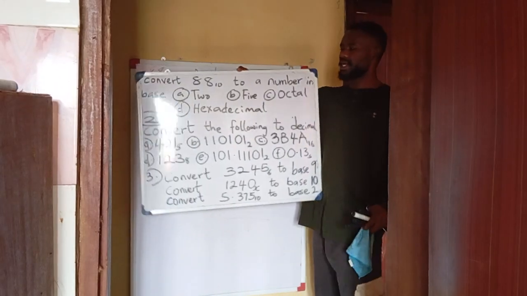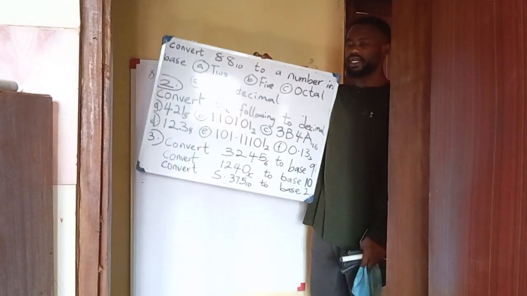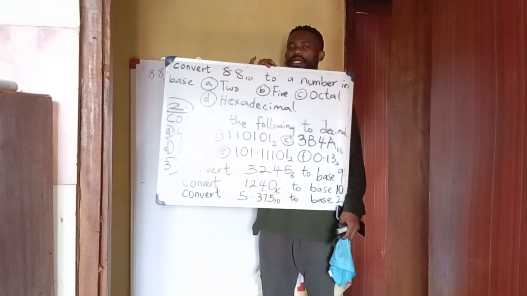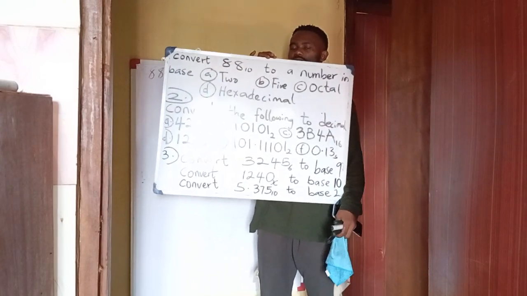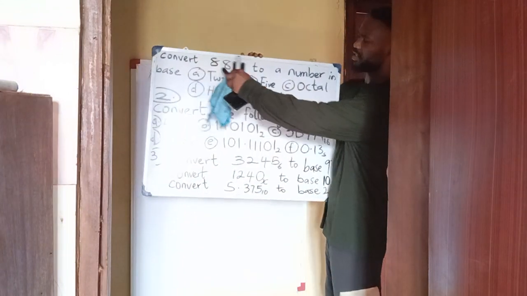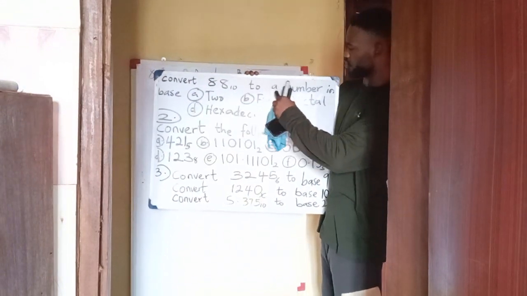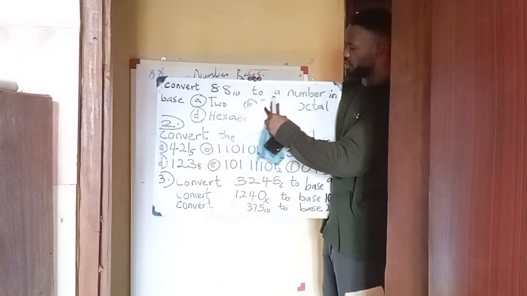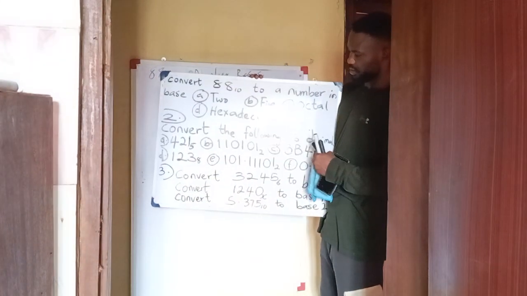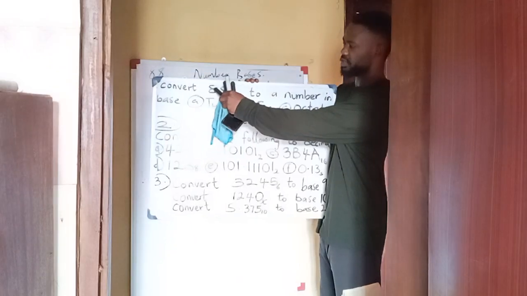Alright, so in our last class we did conversion from binary to octal and hexadecimal. So there you have it. This is the question before us. It says convert 88 base 10 to a number in base 2, base 5, octal and hexadecimal. Then question 2 says, but let's try to look at this first.